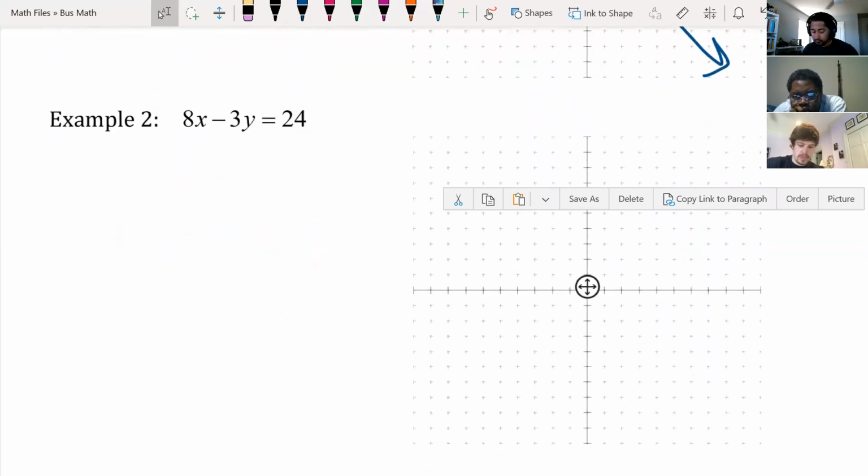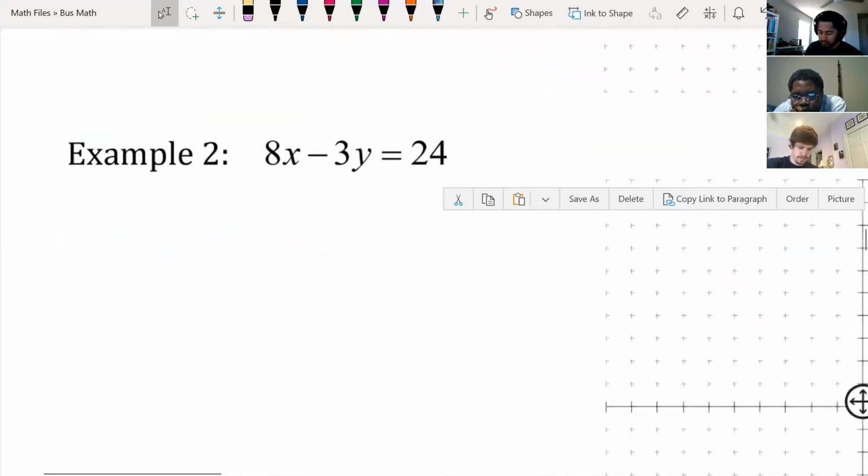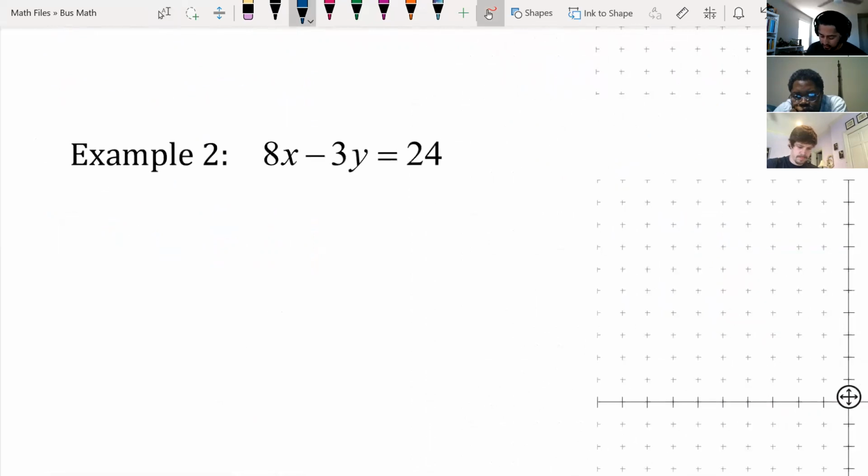Example 2. They give us 8x minus 3y equal to 24. It's not in slope intercept form, but we can put it into slope intercept form to help us graph it. So what we're going to do here is solve for y. So I'm just going to rewrite it here. 8x minus 3y equal to 24.